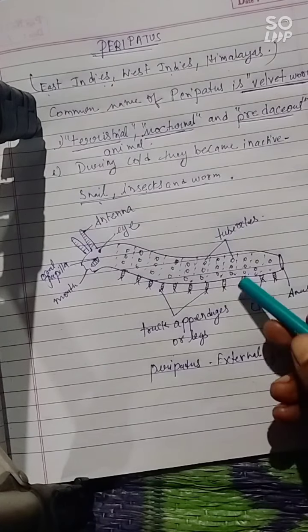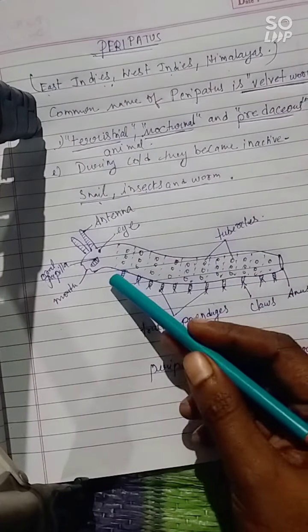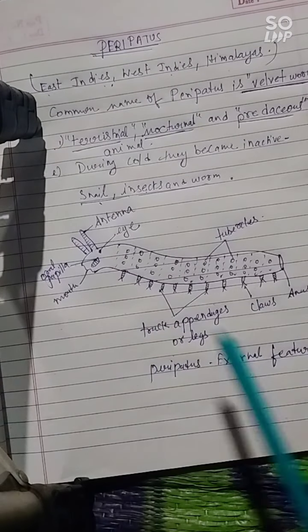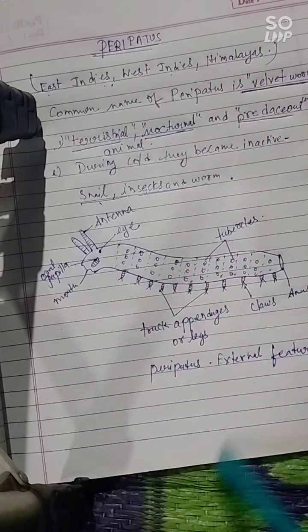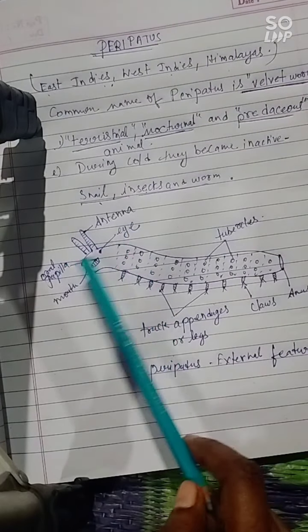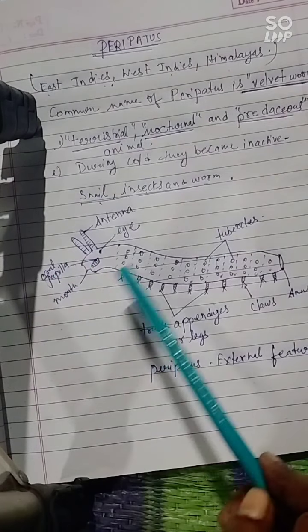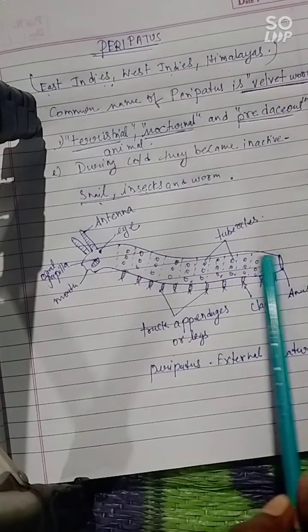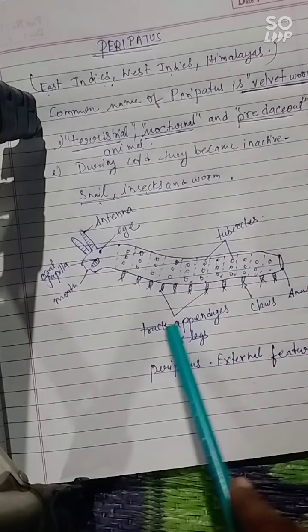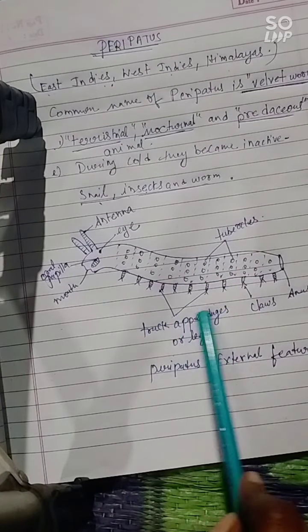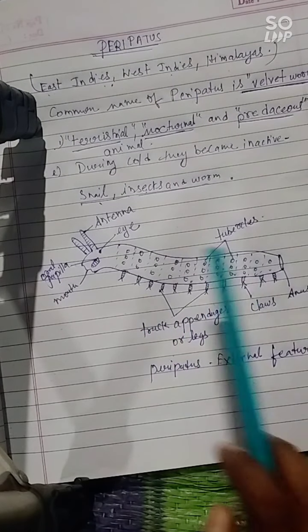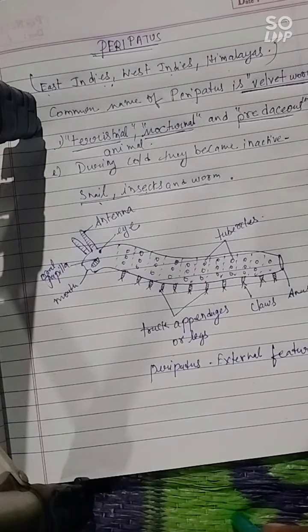So Peripatus is also claw bearing. Peripatus has eyes, antennae like this, an oral papilla, and this is the mouth. This is its segmented body, and it has trunk appendages or legs. These are claws, the anus, and tubercles.